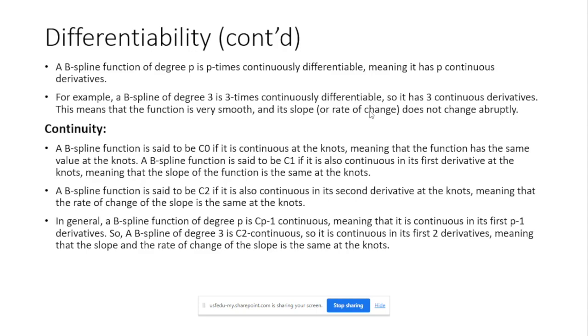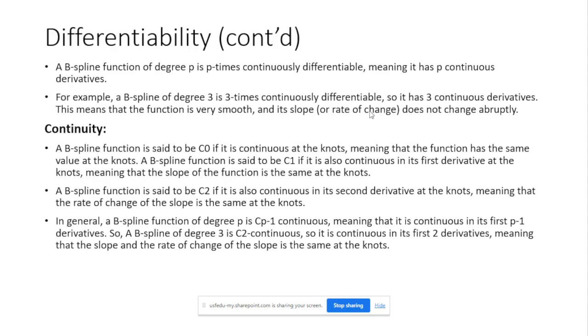Going with the continuity, a B-spline function is said to be C0 if it is continuous at the knots, meaning that the function has the same value at the knots. A B-spline function is said to be C1 if it is also continuous in its first derivative at the knots. A B-spline function is said to be C2 if it is also continuous in the second derivative at the knots. In general, a B-spline function of degree p is C^{p-1} continuous, meaning that it is continuous in its first p minus 1 derivatives.